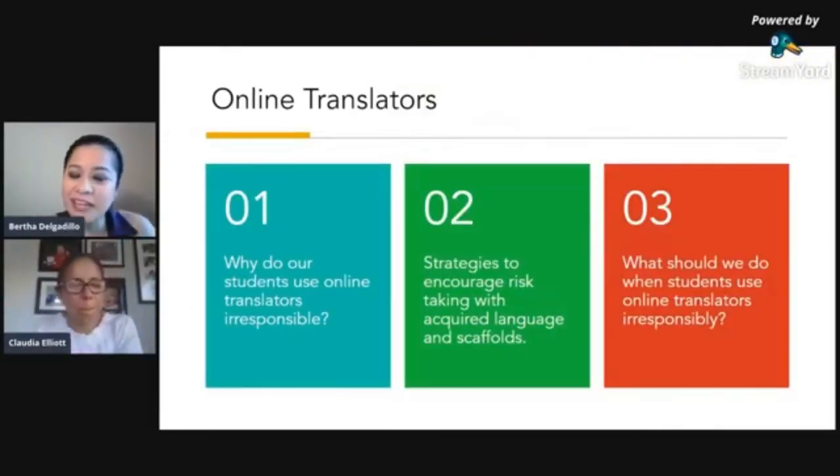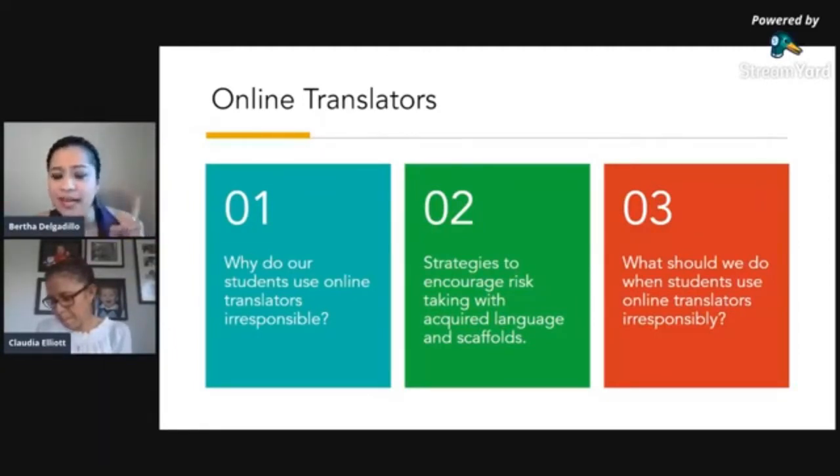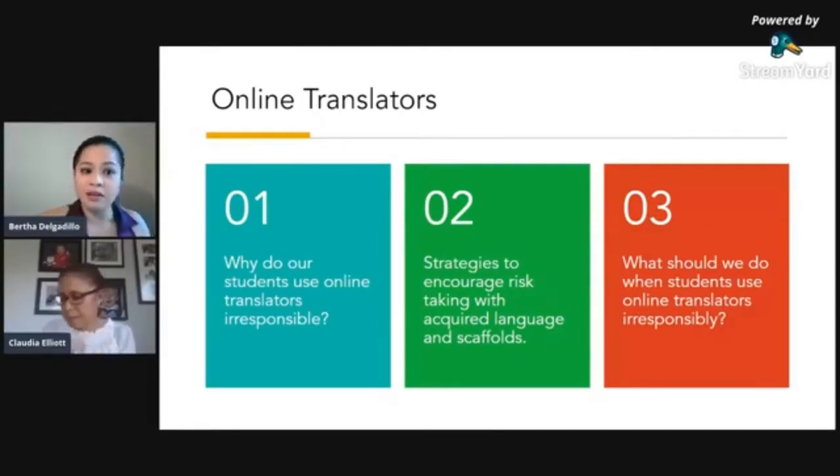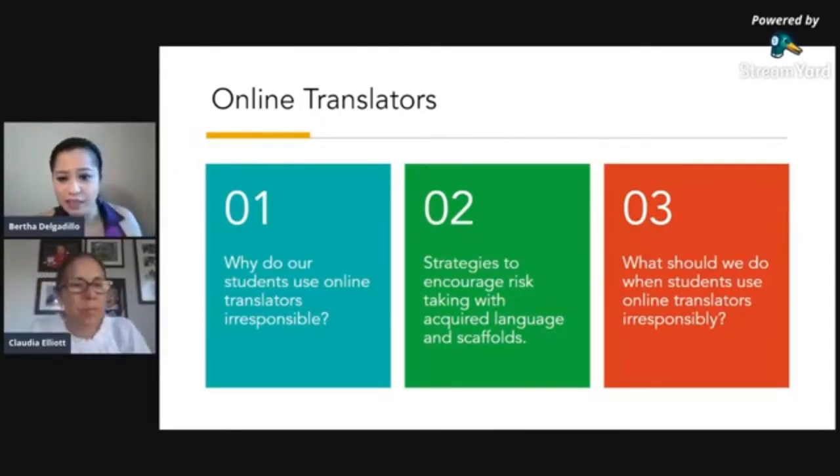Okay, so today we're going to be talking about online translators. We're going to address 3 main things that Claudia and I thought about, to understand why our students use online translators irresponsibly inside the classroom. Number 1, why do they use them? I know you know some of the answers. If you want to, type them in the chat box: why do you think students use online translators in class, or while we were doing virtual learning?